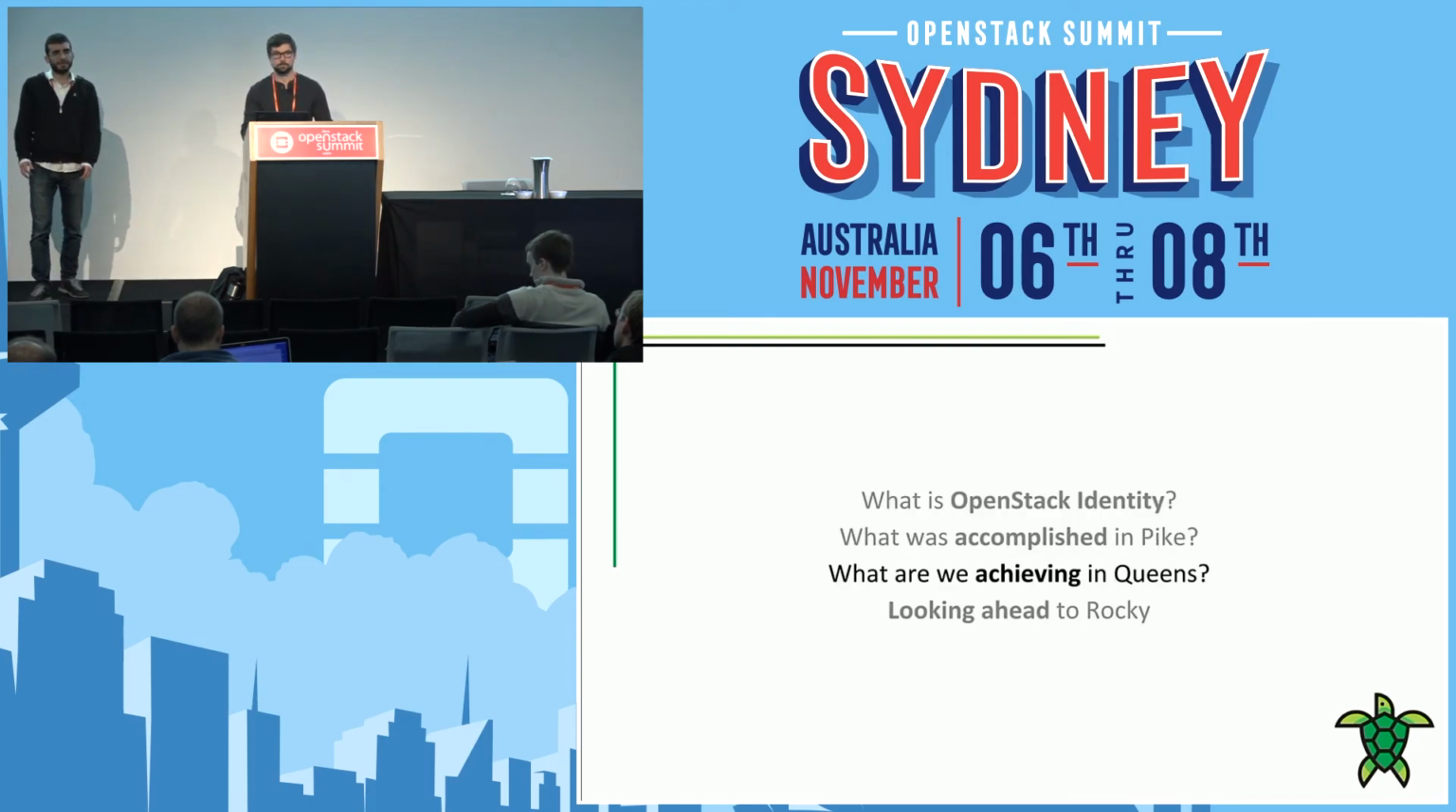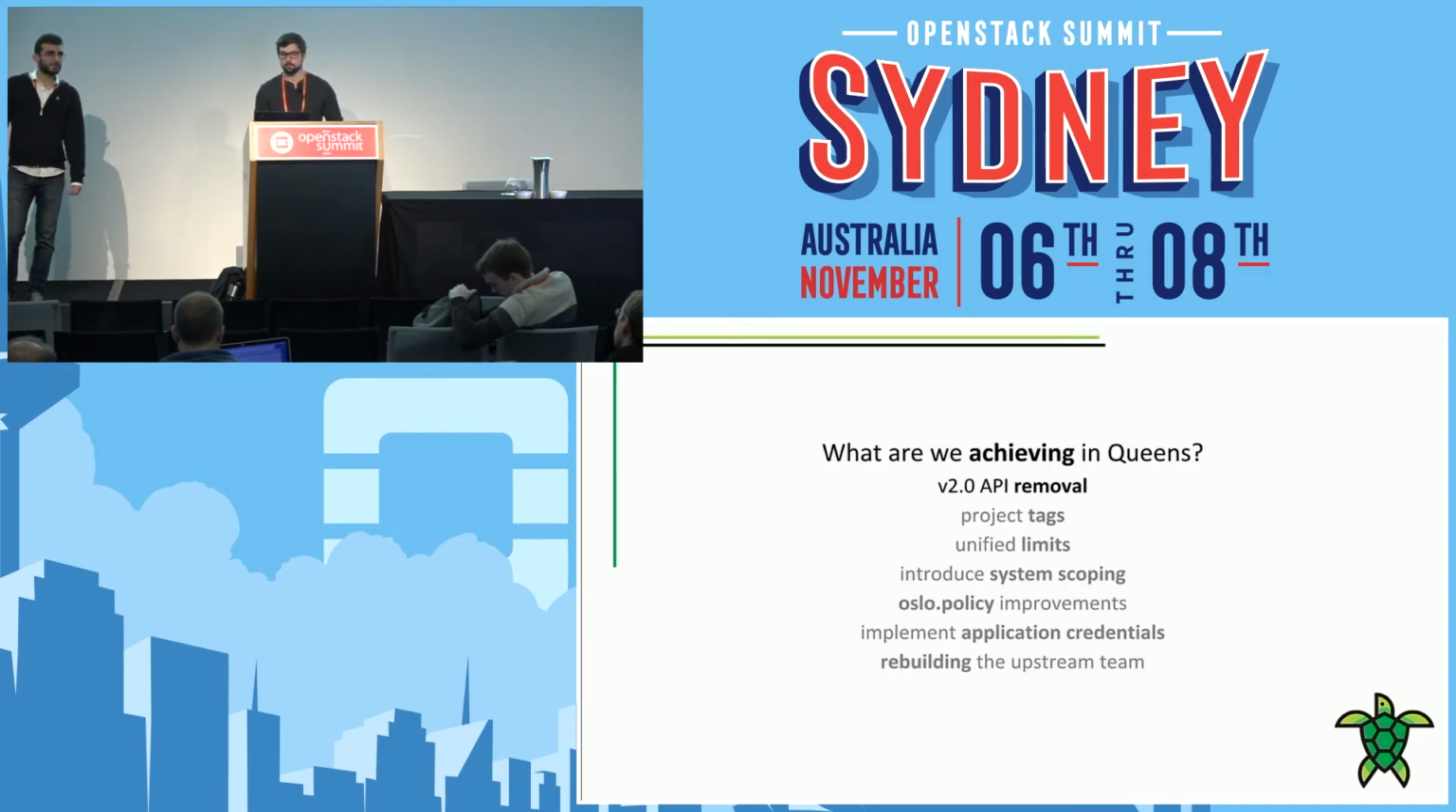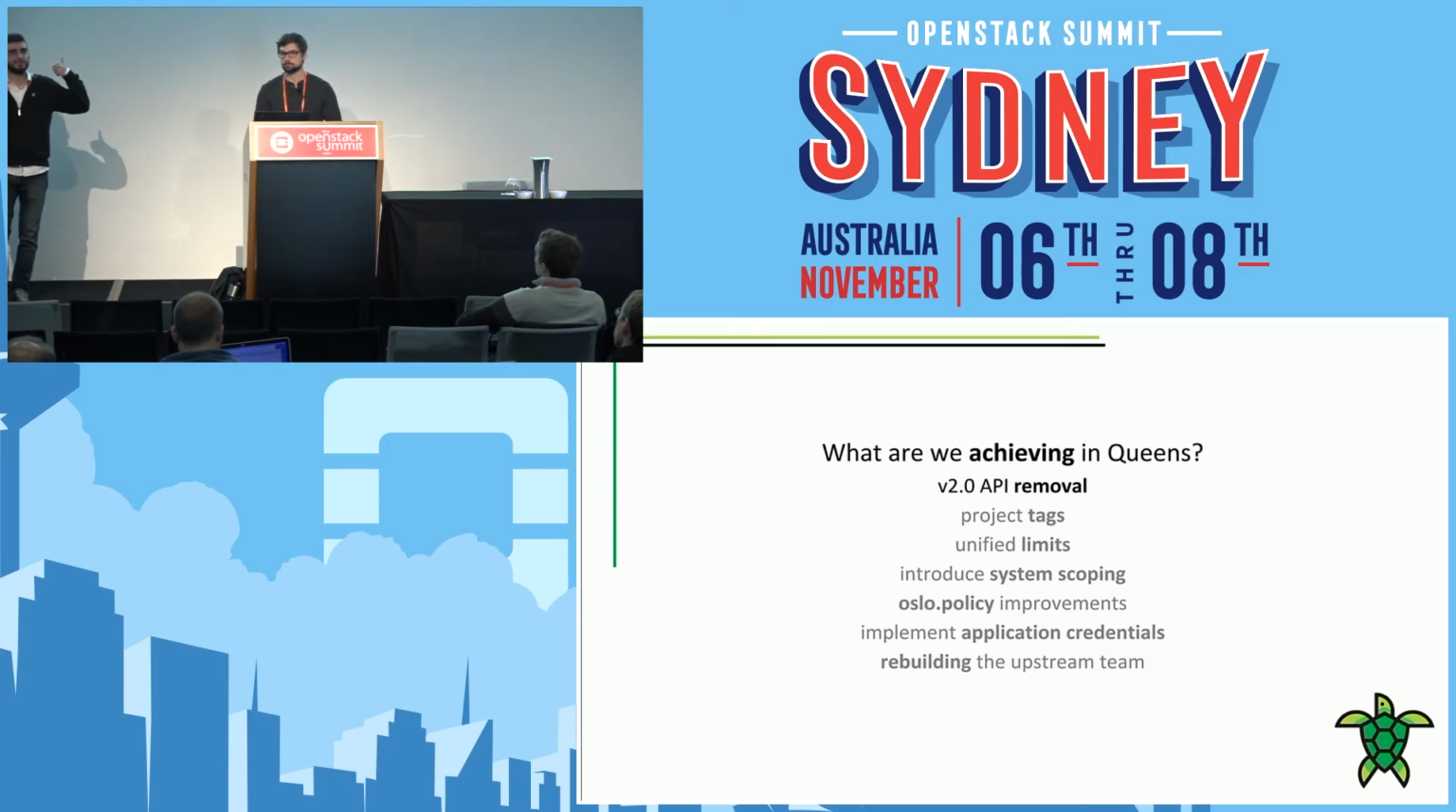So what are we achieving in this cycle, which is the Queens cycle? First, the one that strikes at everyone. It's very big. We finally removed the V2 API. It's been a long time coming and underwent a long deprecation cycle. We got a sign-off from the TC to remove it in this cycle. So you shouldn't be impacted by this because we have been warning about this for a long time. But if you are, please come talk to us and we'll help you move forward to using the V3 API.